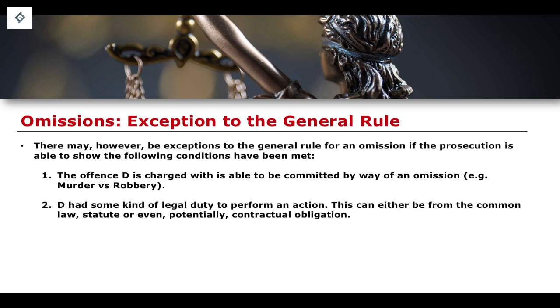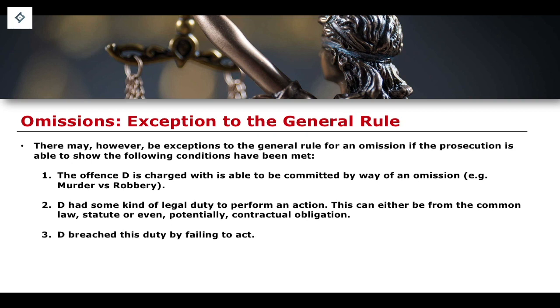So the second question is, assuming we have identified an offence which could be committed by way of an omission, we then have to show that the defendant had some kind of legal duty to perform an action. This can be a common law duty, a statutory duty, or even a contractual obligation in some circumstances. We will get to, in future lessons, things like gross negligence and gross negligence manslaughter. This can be done where there is a legal duty for the defendant to perform an action. A lot of these things take place in medical cases, for example.